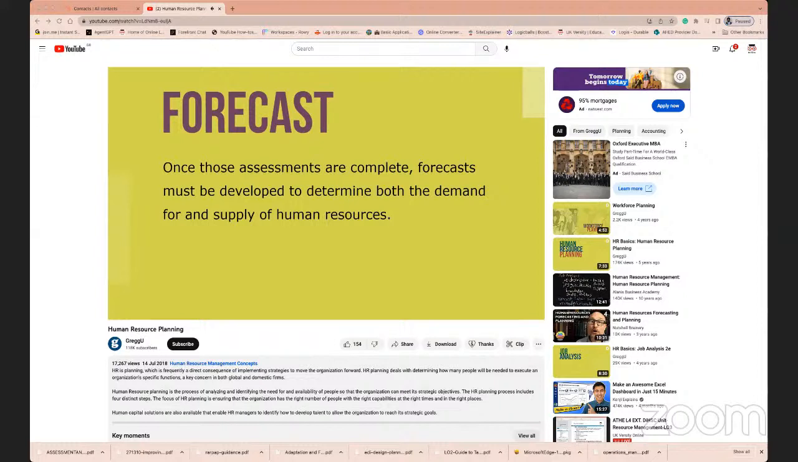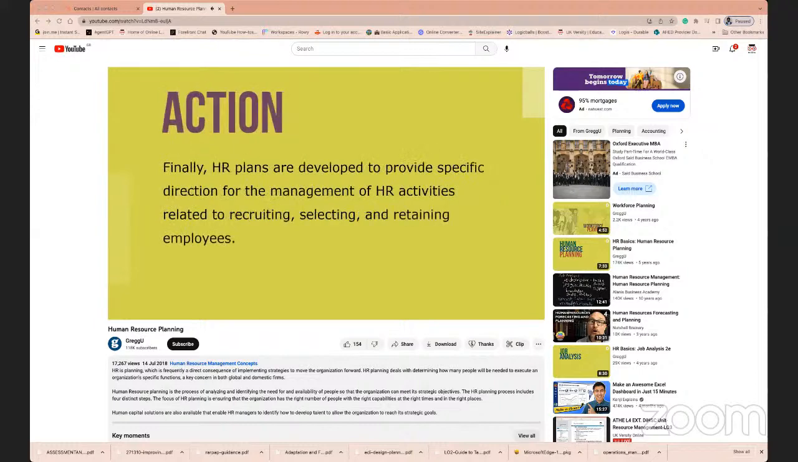Management then formulates HR staffing plans and actions needed to address imbalances in both the short and the long term. Particular strategies may be developed to fill vacancies or deal with surplus employees. Finally, HR plans are developed to provide specific direction for the management of HR activities related to recruiting, selecting, and retaining employees. The most telling evidence of successful HR planning is the consistent alignment of the availabilities and capabilities of human resources with the needs of the organization over a considerable period of time.